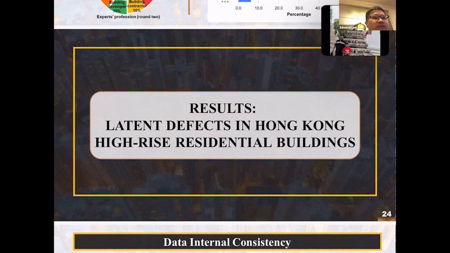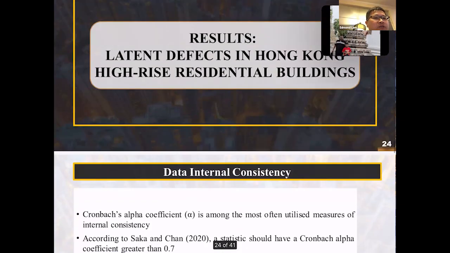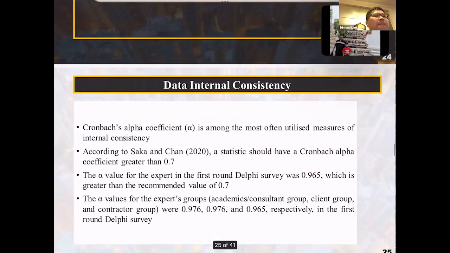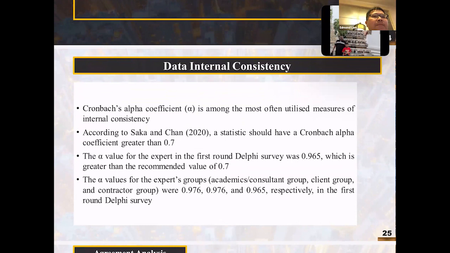Here we show the results. We would like to identify the latent defects in Hong Kong high-rise residential buildings. Cronbach's alpha coefficient is among the most often utilized measures of internal consistency. According to the researcher, the statistic should have a Cronbach's alpha coefficient greater than 0.7. And the alpha value for the first round was up to 0.965, which is far greater than the threshold.